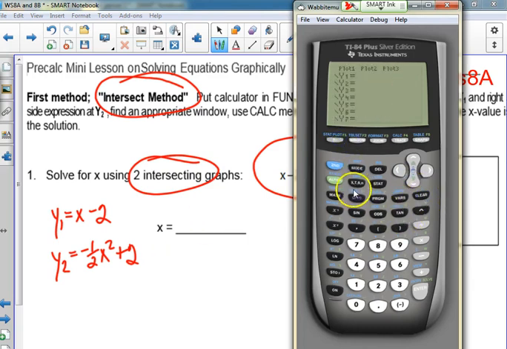and type in y1 x minus 2 and in y2 negative 1/2. You could use negative 0.5. I'm just going to put parentheses around the 1/2. X squared plus 2. Okay. This kind of a question, when I have no limits on what x and y can be, I would just start with a standard window. Okay, what's the standard window? How do I get there? Yeah, zoom standard or zoom 6.